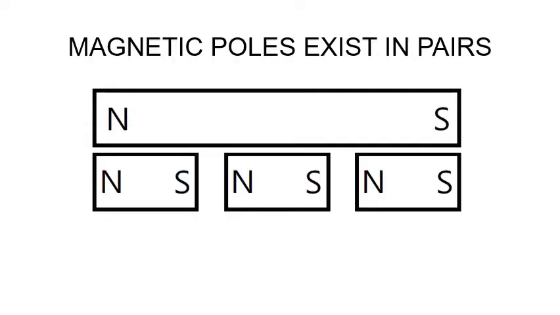Magnetic poles always exist in pairs. If you try to isolate the two poles of a magnet from each other by breaking the magnet in the middle, each broken part is found to be a magnet with north and south poles at its ends. If you break these parts further, each part again is found to be a magnet. So unlike electric charges, magnetic monopoles do not exist. Every magnet exists as a dipole.